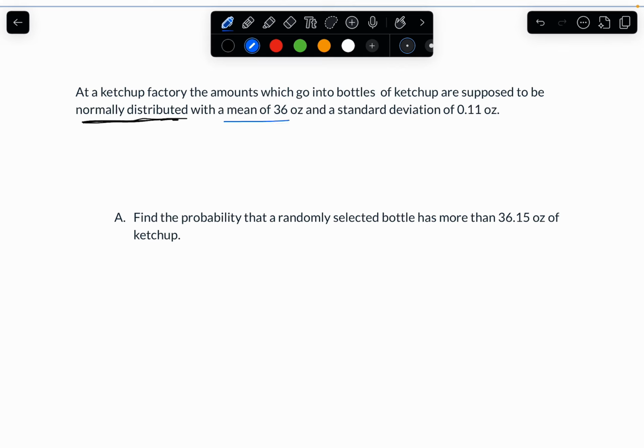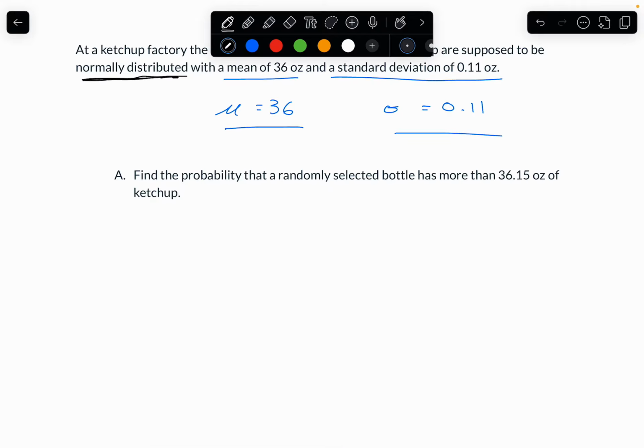We have a mean of 36 ounces. Let's pause and make a note here. Our mean is equal to 36 and a standard deviation of 0.11 ounce. So our standard deviation is 0.11. We need to have these two things before we can do anything else with this particular distribution. So moving on, we're going to look at a few different examples related to this distribution.